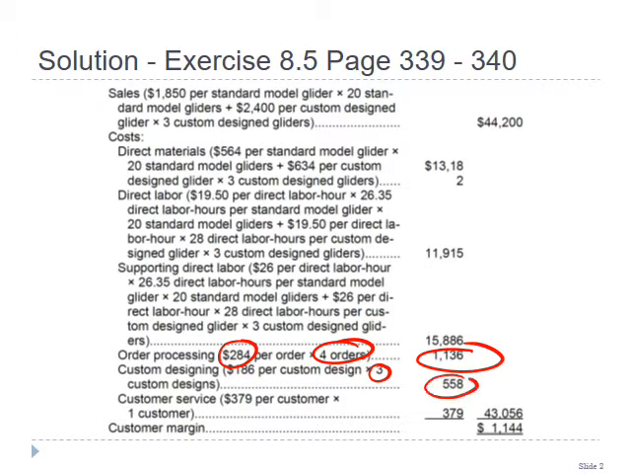And where did this 558 come from? This is a custom design, which means 186 multiplied by 3. Good. And how many customers? So customer service is 379 per customer. Since there is only one customer, you just multiply 379 by 1, and the answer is 379.